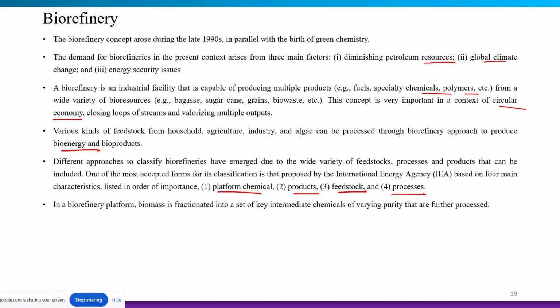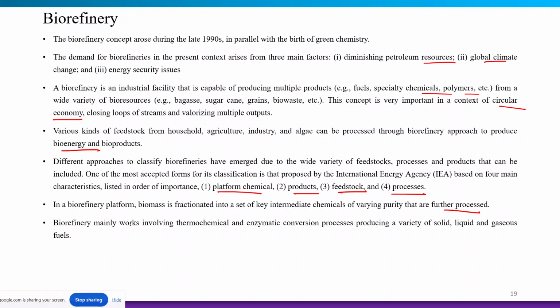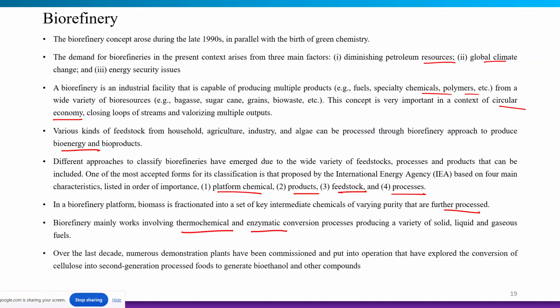In a biorefinery platform, biomass is fractionated into a set of key intermediate chemicals of varying purity. Those are further processed, mainly involving thermochemical and biochemical or enzymatic conversion processes, producing a variety of solid, liquid, and gaseous fuels. Over the last decade, numerous demonstration plants have been commissioned and put into operation that have explored the conversion of cellulose into second generation products to generate bioethanol and other compounds.